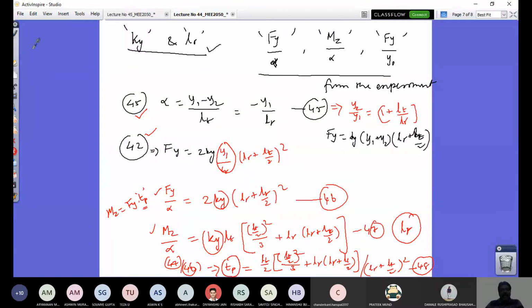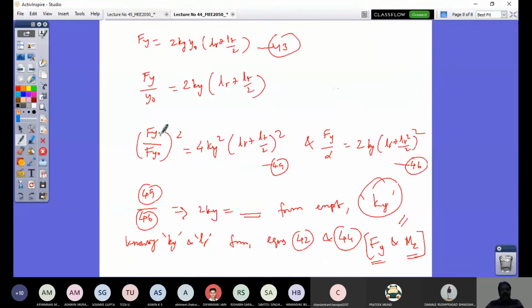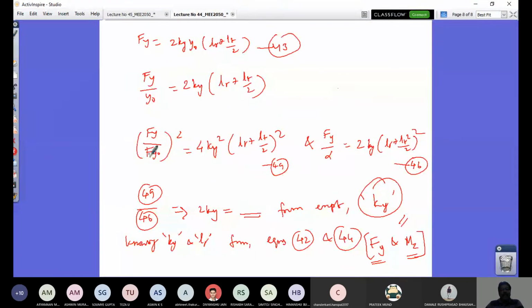Then the other ratio, which is Fy by Fy naught. Fy naught is the lateral force when the tire is not rolling. So equation 49 and the equation 46 ratio lets you find the value of Ky. This is exactly where we stopped in our last lecture.